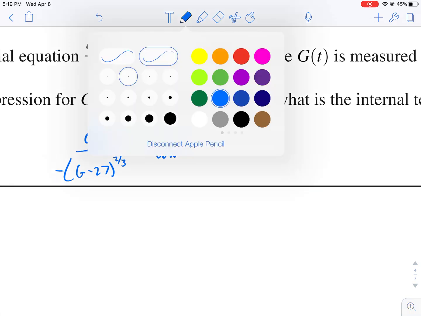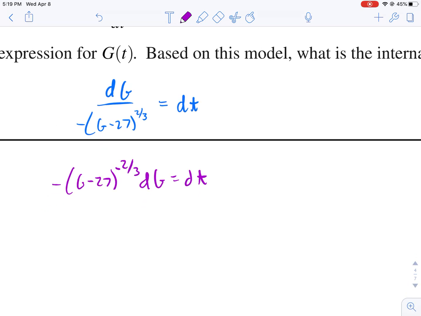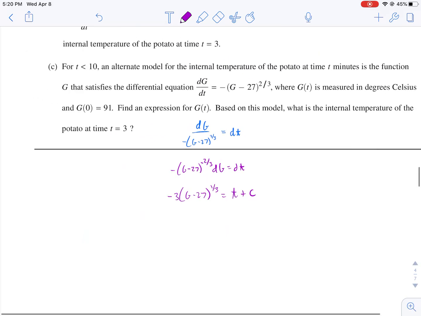All right, now we find the antiderivative of both sides. So this is really negative (g minus 27) to the negative 2/3 dg equals dt. Now we can do the power rule: add 1 to our power and get 1/3, which we divide by, so we end up multiplying by 3. So it's negative 3 times (g minus 27) to the 1/3 power equals just t plus some constant c.